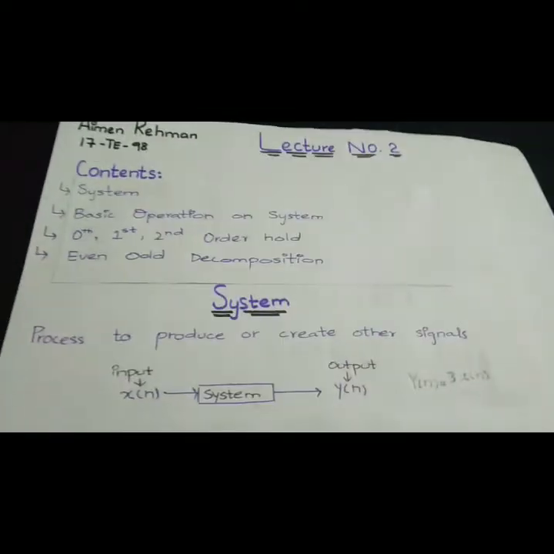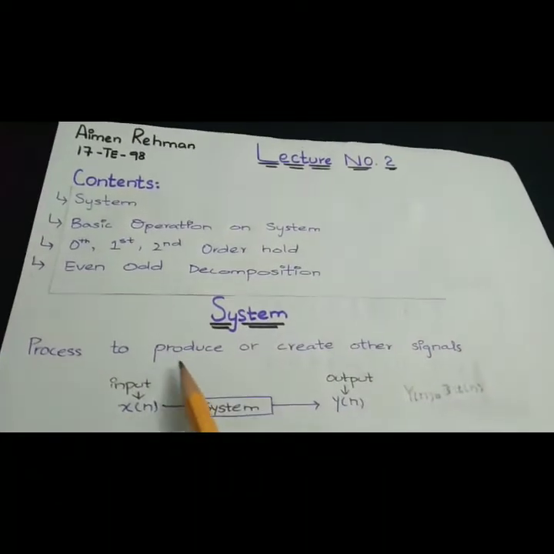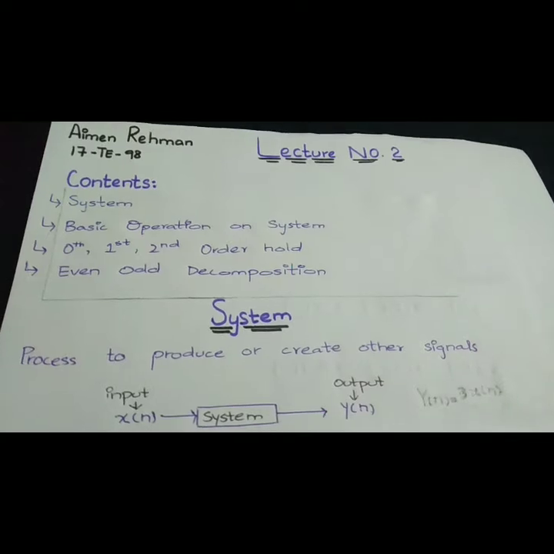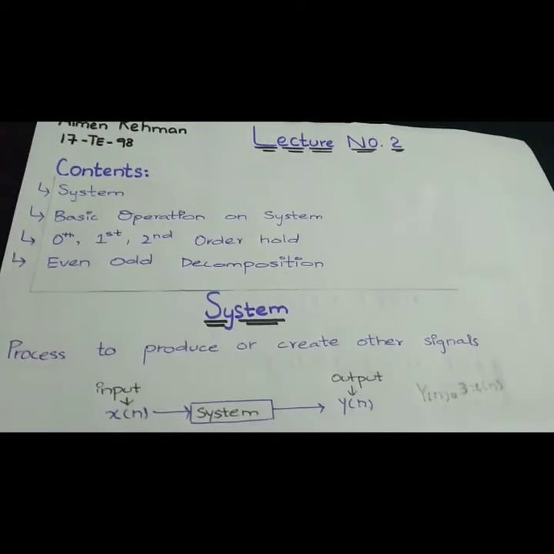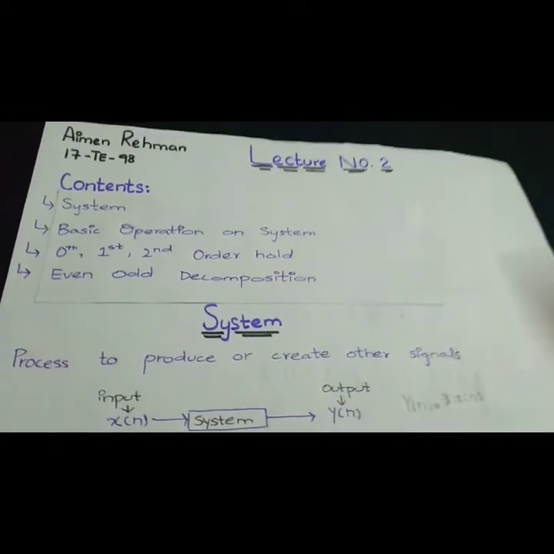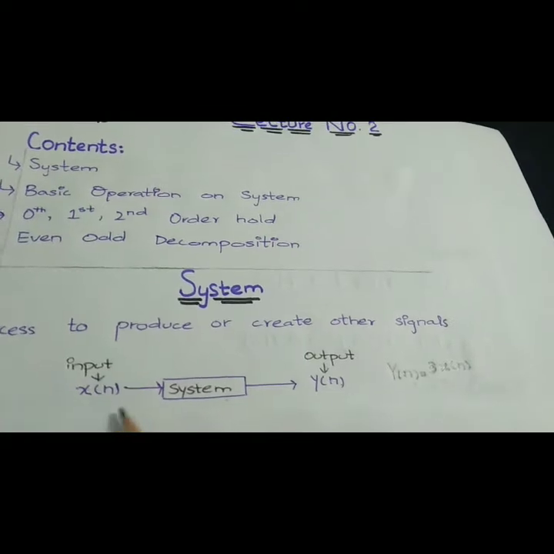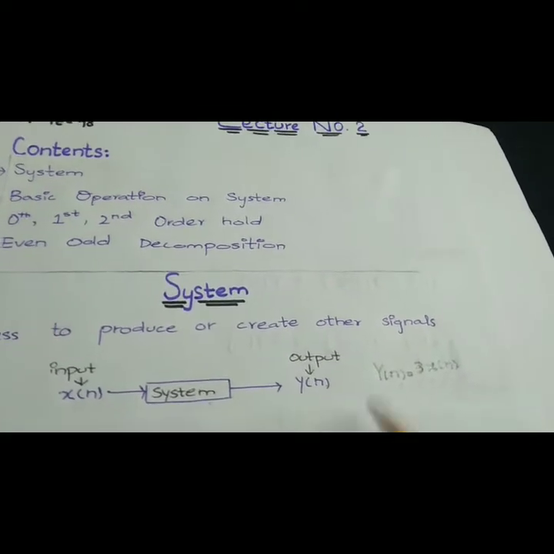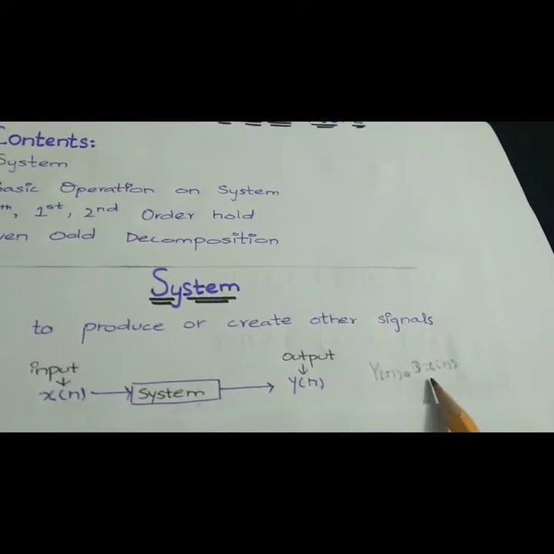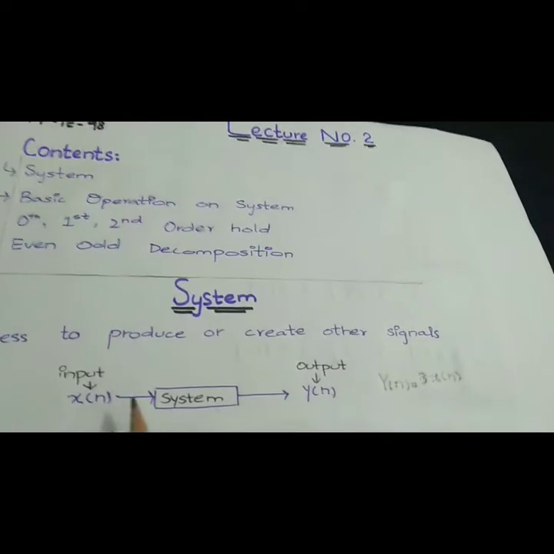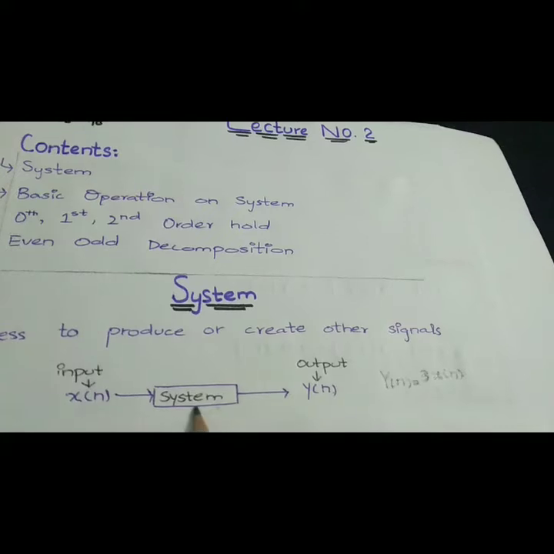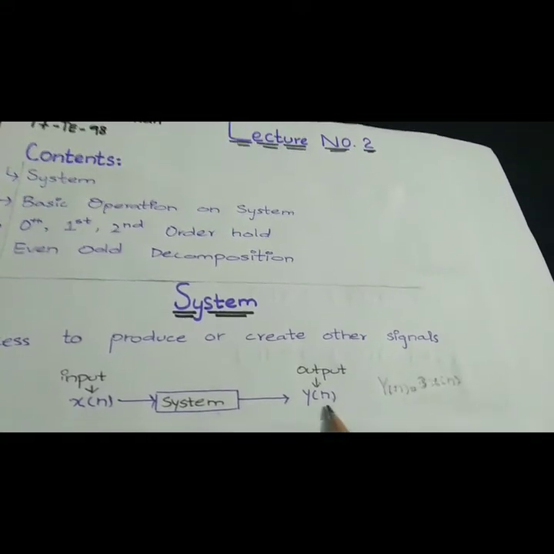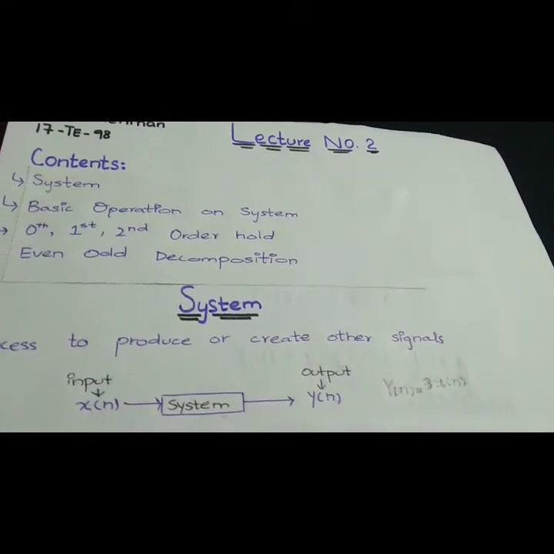What is a system? A system is defined as a process to produce or create another signal. It means we have some signal and we perform some function on it, and then we get an output. For example, here we have an input x of n that passes through a system and we get an output y of n. If we consider y of n is equal to 3 times x of n, it means that our input x of n passes through a system in which it gets multiplied by a factor of 3, and we get an output y of n which is 3 times x of n.